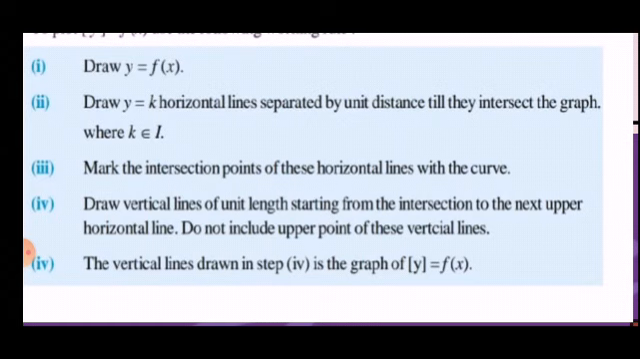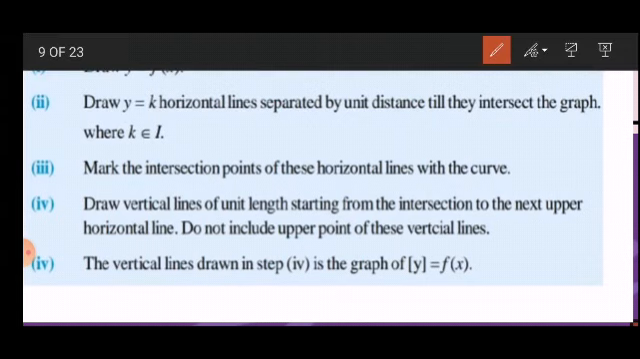Why are we using unit length over here? With unit length you will find another integer. So gi y becomes 1, gi y becomes 2, gi y becomes 3. Gi y is not going to take values like 1.2 or 1.3 or 1.5. Means in decimal fractions, gi y is not going to take any value. It can take any integer value. So any other integer comes after the integer at unit length. That's why we are using unit length here. Unit length starts from the intersection of the next upper horizontal line. Do not include the upper point of these vertical lines.